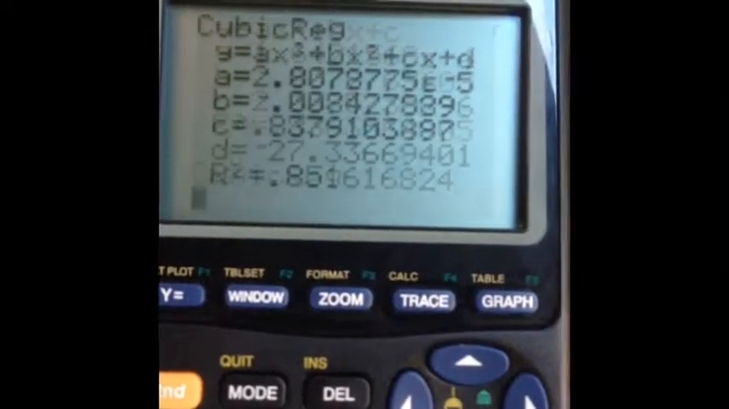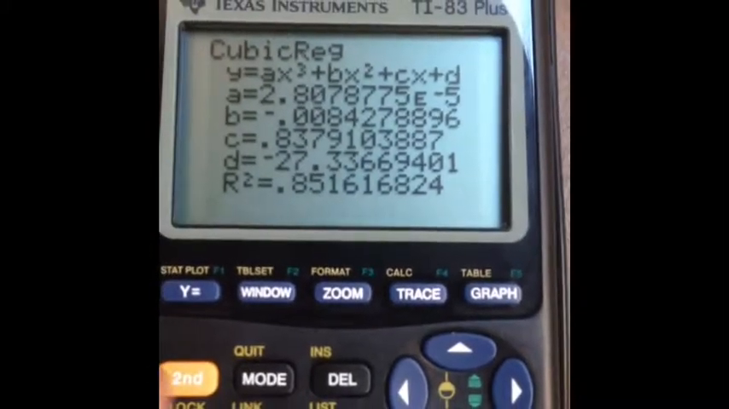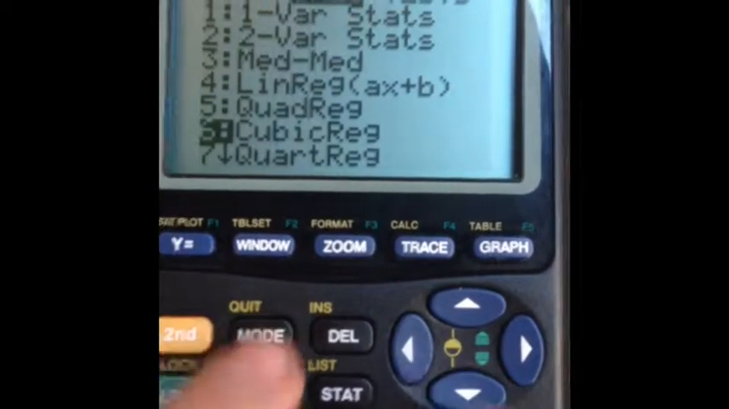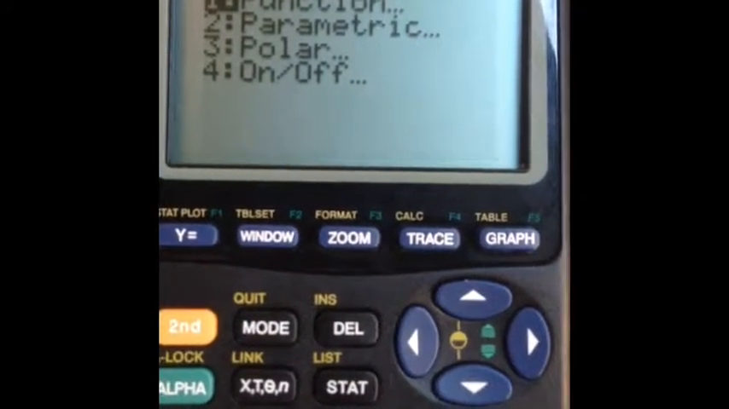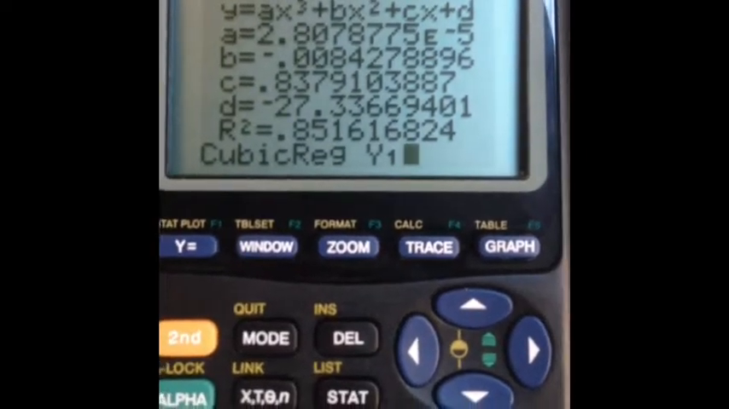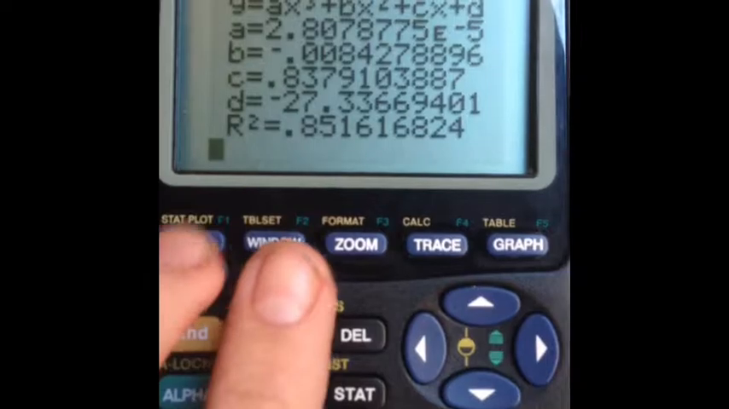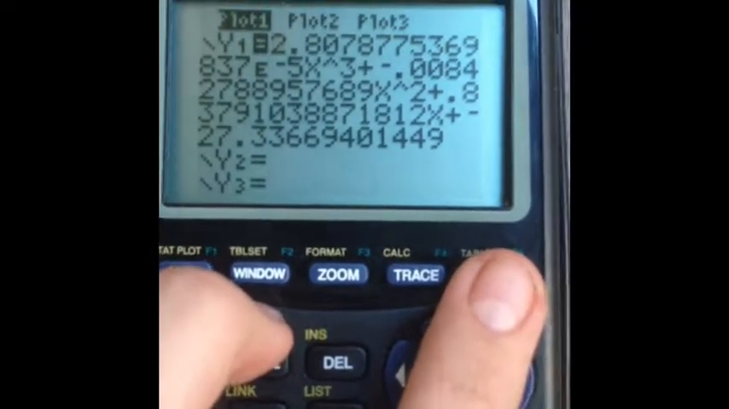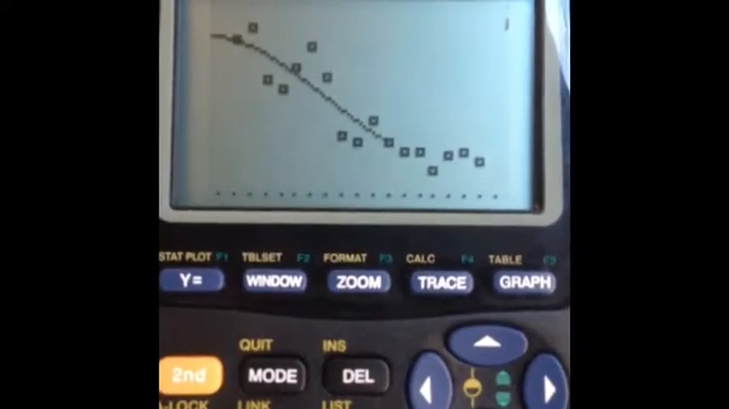Cubic seems to be the strongest out of all of them, so we're going to use that. So you go to calc, hit cubic, then vars, then go to y vars, then enter, and then you hit y1. And then that will put the equation of that line into the graph, and then you graph it to see your line.